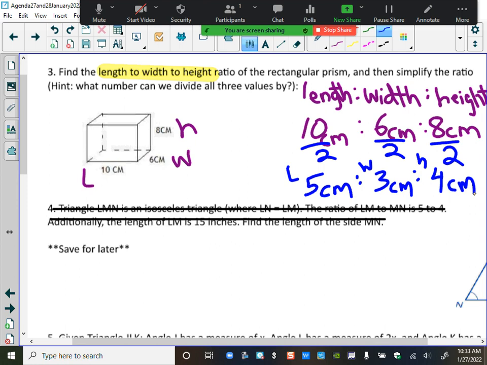All right. Questions on this first problem? The next three we're going to talk about are going to be a little more in detail, but we're going to have to remember some previous rules.